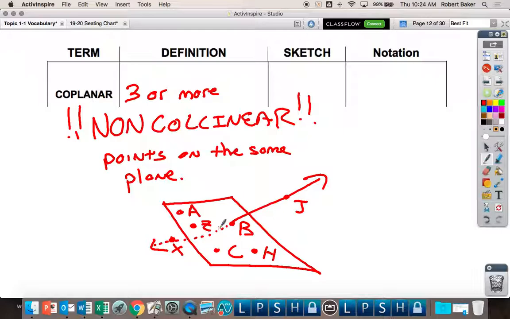They could be on this plane right here. They could be on this plane right here. They could be on every plane in the world. So they have to be non-collinear.